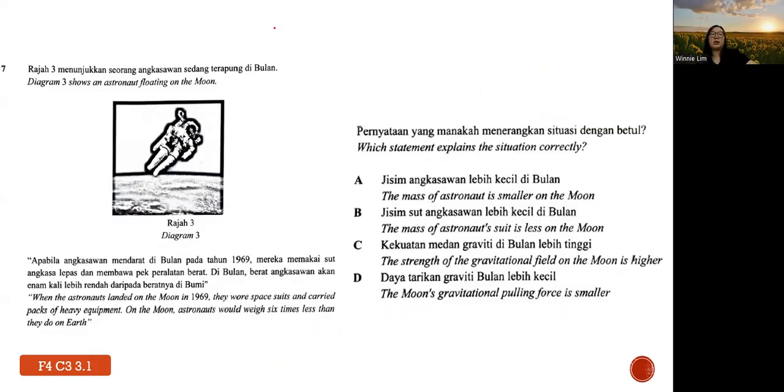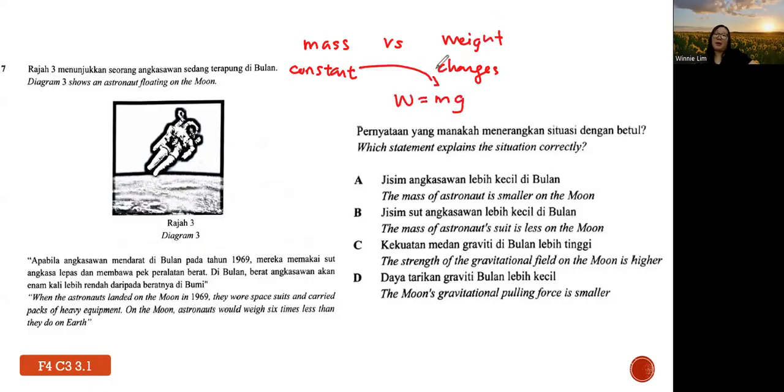For information, this idea also relates a bit to the weight idea in chapter 2.8. Generally, you all need to know the differences between mass and weight. Mass is always constant and the same everywhere. But our weight changes when we are at different positions. W equals mg. Mass is constant, so the thing that changes is actually the gravitational acceleration or gravitational field strength.